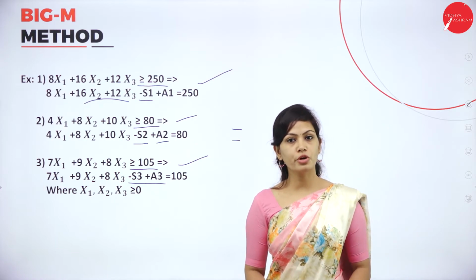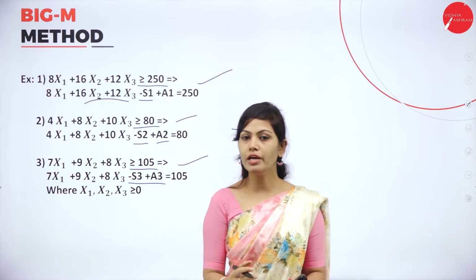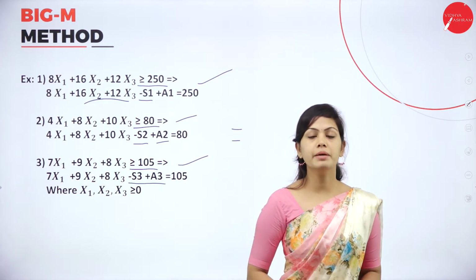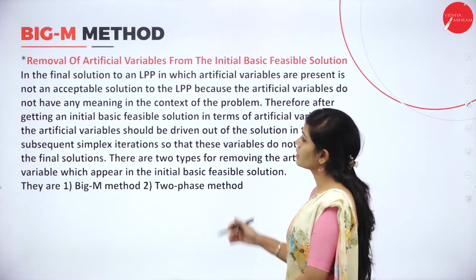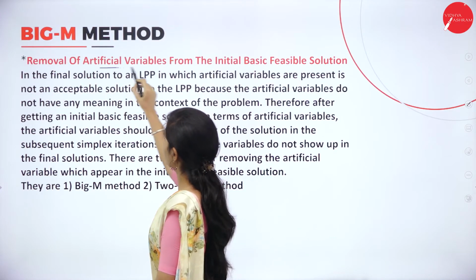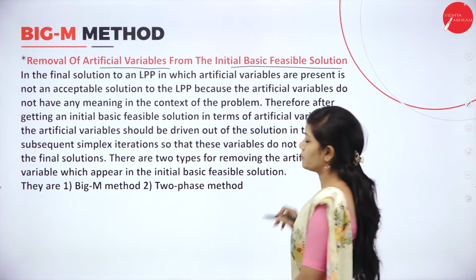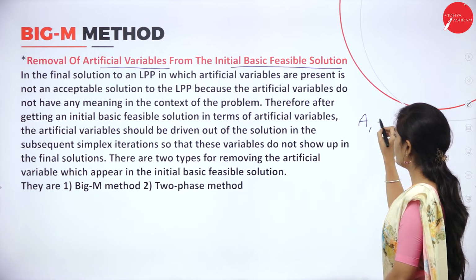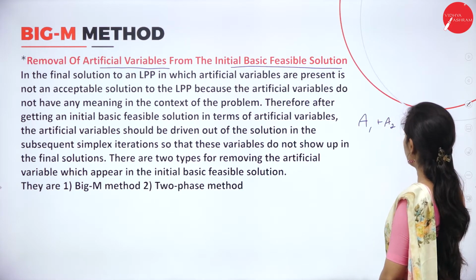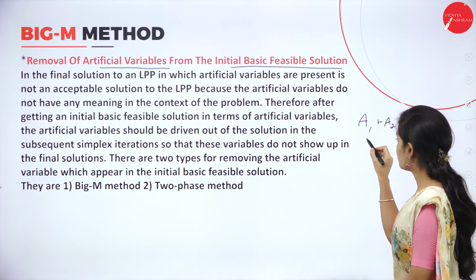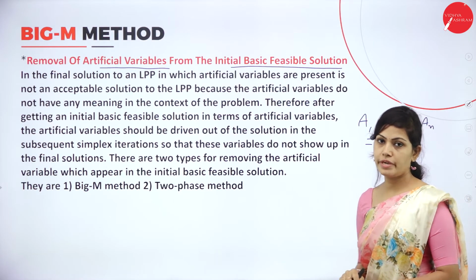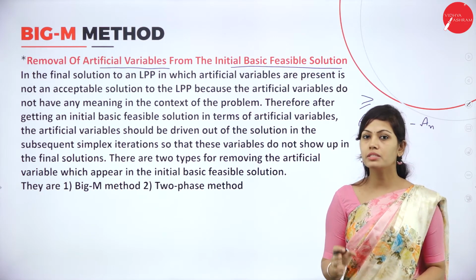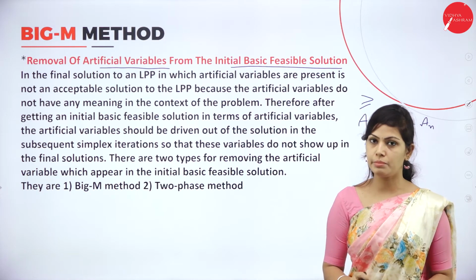If you know the concept of the simplex method, you can easily solve the Big M method also. But in the beginning, you have to use this technique in the Big M method. The next topic is removal of artificial variables from the initial basic feasible solution. I have already told you about artificial variables A1, A2 up to AN. If you get an equal type constraint, you can add this artificial variable, and if you get a greater than or equal to constraint, you subtract the surplus variable and add an artificial variable.